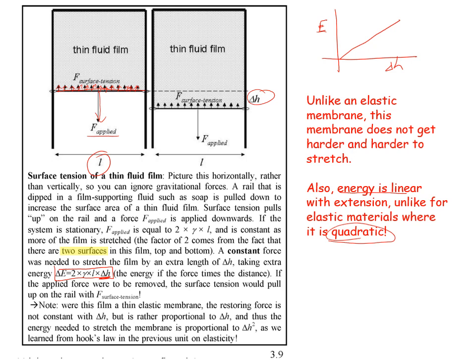Imagine that you are working with an elastic and you're stretching it, and as you stretch it further and further, it gets harder and harder to stretch. That's why the amount of energy stored becomes quadratic. But for a thin fluid film, imagine blowing soap bubbles. As you make the bubbles larger and larger, it doesn't get any more difficult to make them bigger. They just continue to become enlarged. So that's this linear relationship of energy storage.